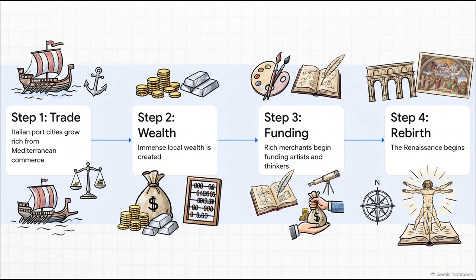Step 1. Italian port cities, places like Venice and Genoa, get seriously rich from trade. Step 2. This sparks a massive boom in local wealth. Step 3, suddenly you've got these rich merchants who start funding artists, scientists, and thinkers. And step 4, boom, the Renaissance, which literally translates to rebirth, officially begins.